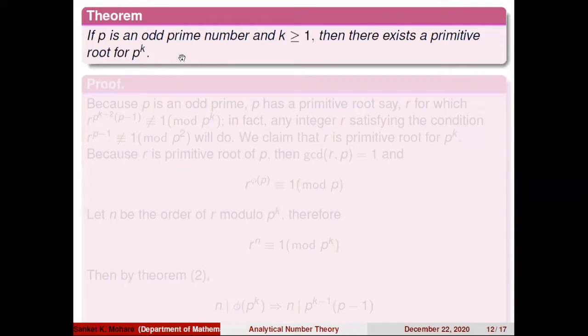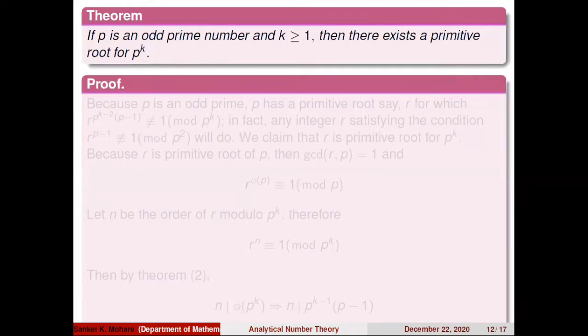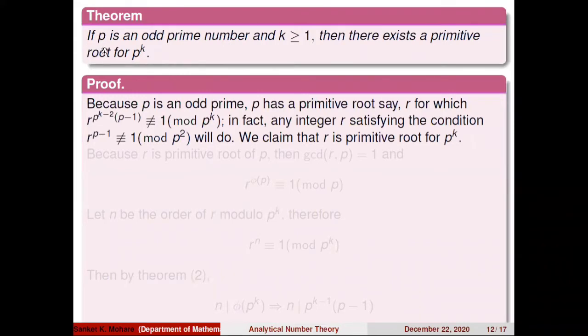Okay, so let's have the proof. What is given? p is an odd prime. So since p is an odd prime, by the previous two lemmas, p has a primitive root. In the previous two lemmas we have discussed that if p is an odd prime, then there exists a primitive root r of p. So using those two lemmas, we can say, as p is an odd prime number, it has a primitive root. So let us call it r.